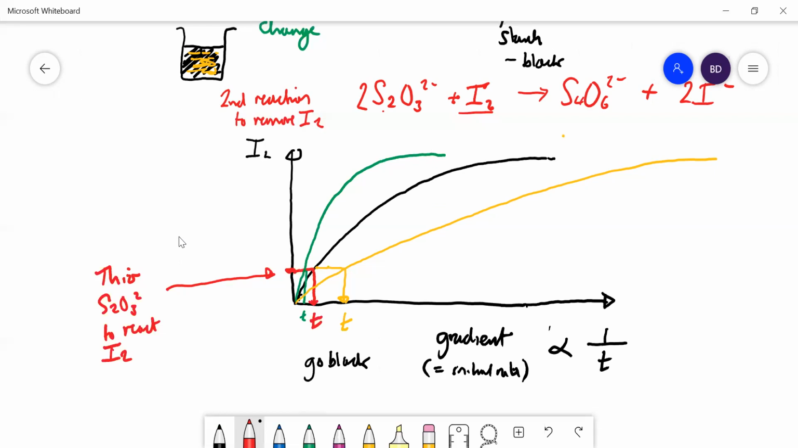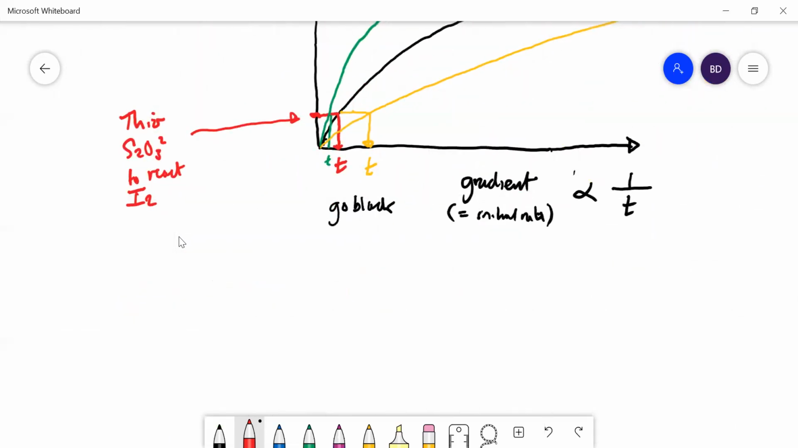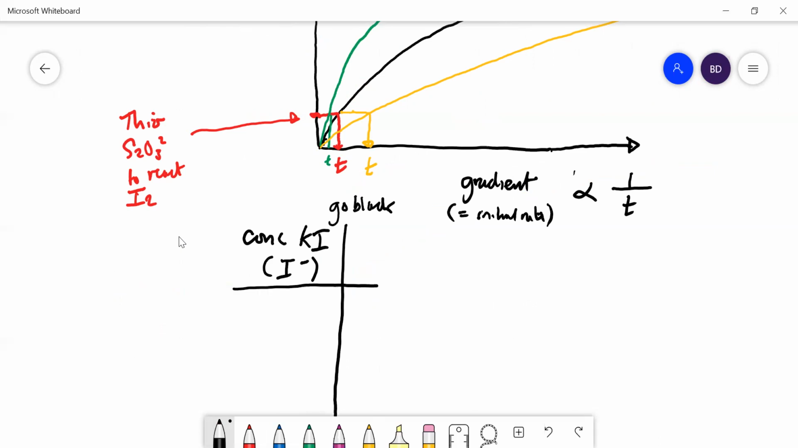Then we can do multiple concentrations of KI. So we get lots of values of concentrations of KI. So what we've got here is the concentration of KI, which is really just I minus, and here we're going to have time to go black in seconds. And then we're going to do a little bit of calculating here.